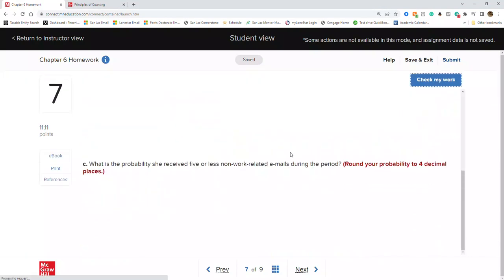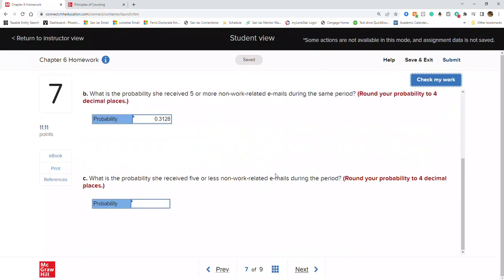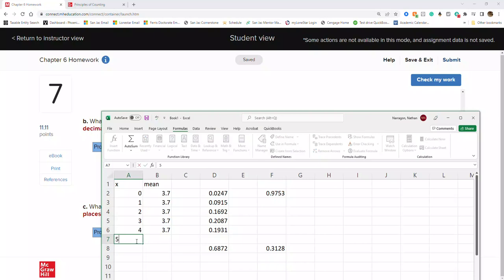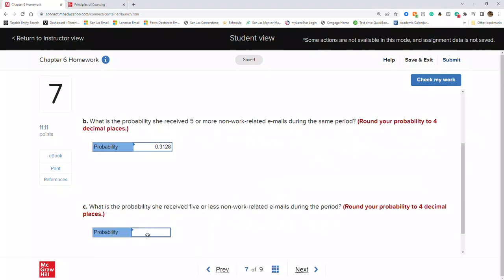And there we go. Now we have to figure out what is the probability if she received 5 or less non-work related emails during this period. So now it's doing the opposite, but still using 5 as our base. So we gotta go ahead and add 5 to ours. So 5, drag down, and since my auto sum uses that blank still, notice that it updated with now 5. So it ends up being 0.8301.